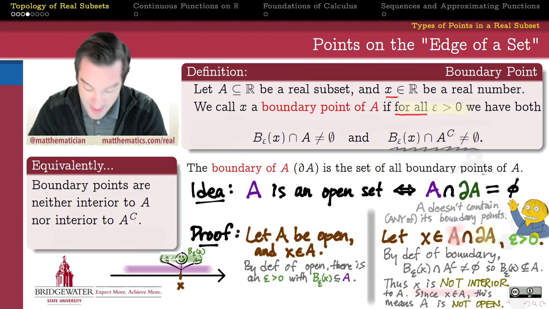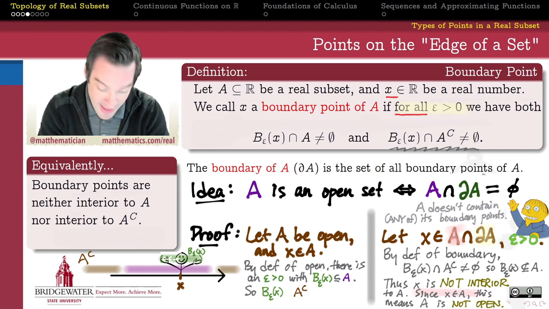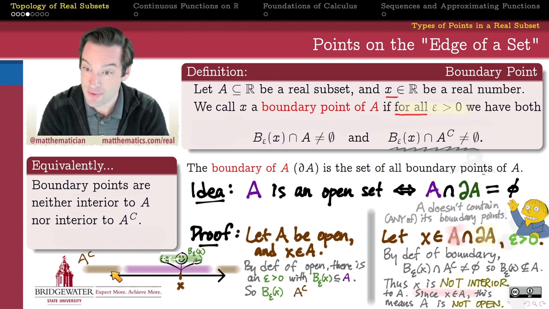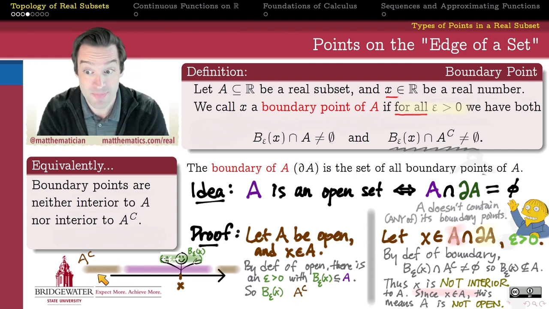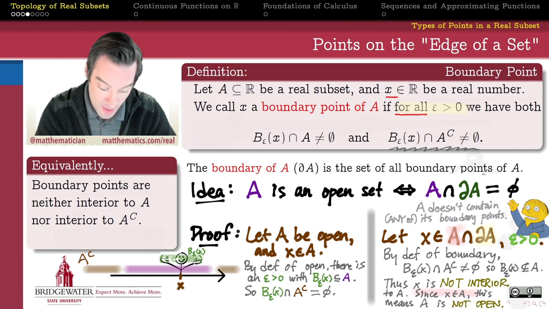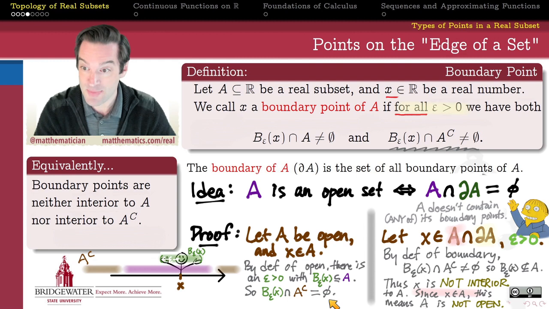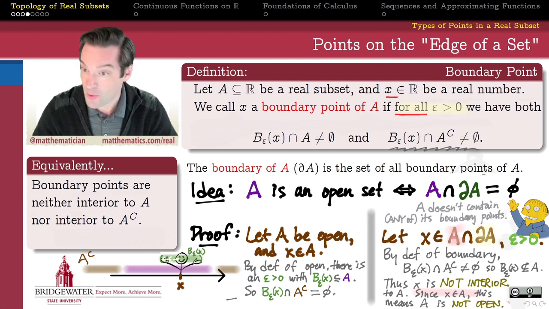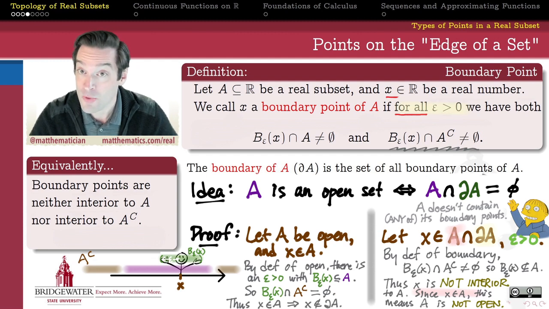But if that happens, that means that this epsilon neighborhood does not touch anything outside of A. In other words, it doesn't touch any points of A complement. And if it doesn't touch any points of A complement, it means that the intersection of the epsilon ball with the complement of A is the empty set. And then looking back at the definition of boundary point, which requires that that intersection be non-empty, we've proven that X may not be a boundary point of A.